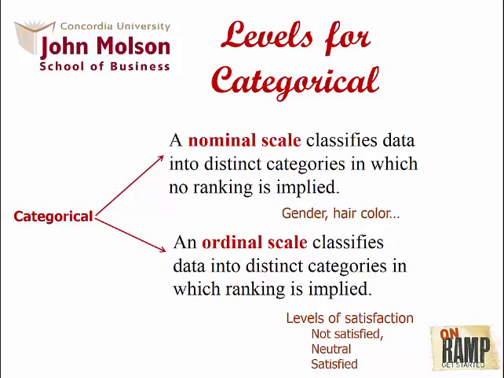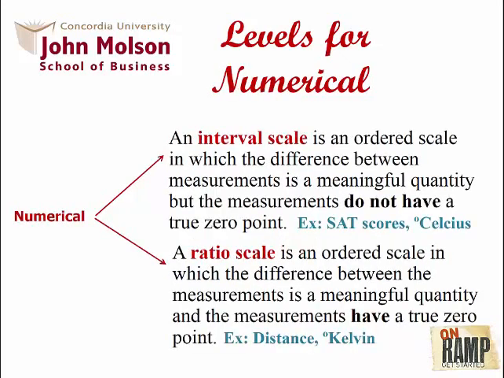In the case of ordinal scale, there's some kind of ranking involved. For example, your level of satisfaction. You're not satisfied, you're neutral, or you're satisfied. So in this one, there is a level. So you agree, you strongly agree, or disagree. So there is a level in the support that you give to this information. In the case of numerical, we will have interval scale or ratio scale. The most common is the ratio scale.